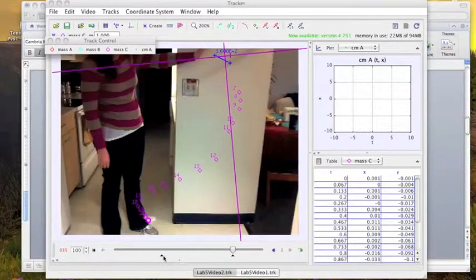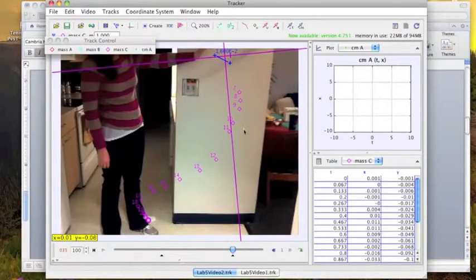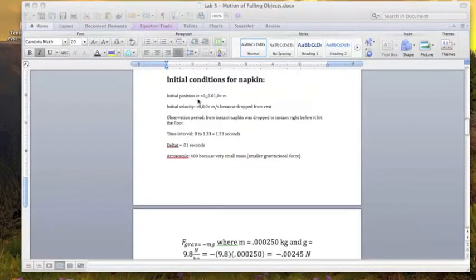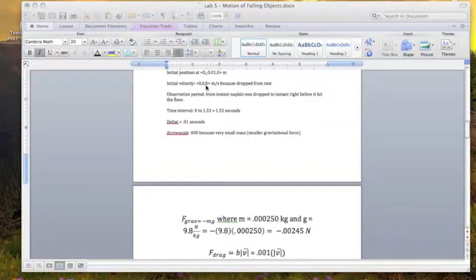It's going to fall, but not in a straight line. See? This is the y-axis and this is the x-axis. I calibrated the screen accordingly. Look at the model for the napkin falling. The initial position is right below the origin. Its velocity is 0 because it starts from rest.